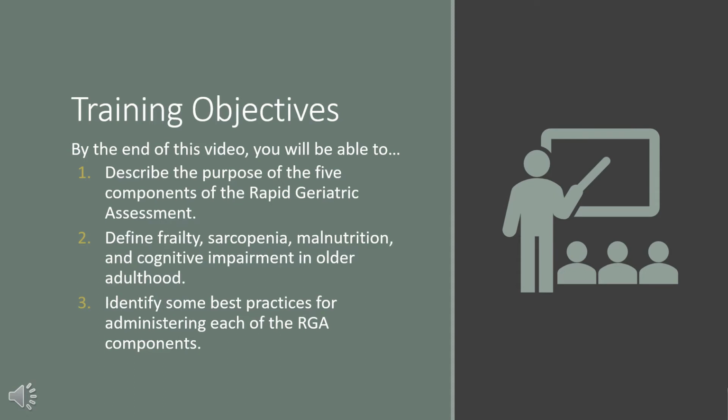There are 3 overarching objectives or goals of this video. 1. Describe the purpose of the 5 components of the Rapid Geriatric Assessment. 2. Define frailty, sarcopenia, malnutrition, and cognitive impairment in older adulthood. And 3. Identify some best practices for administering each of the Rapid Geriatric Assessment components.